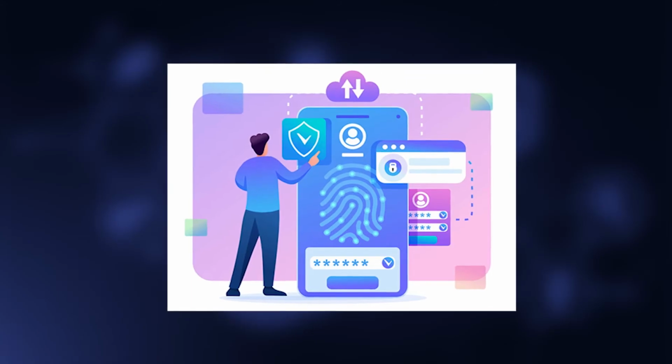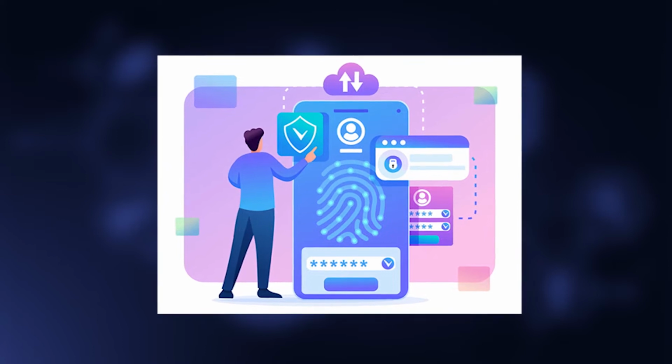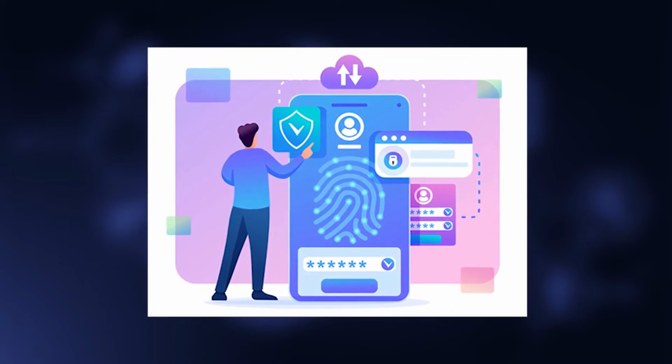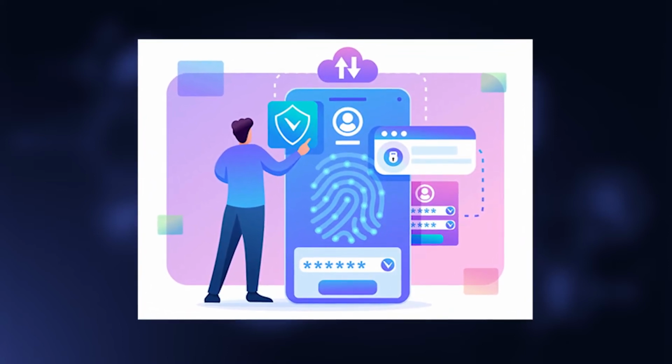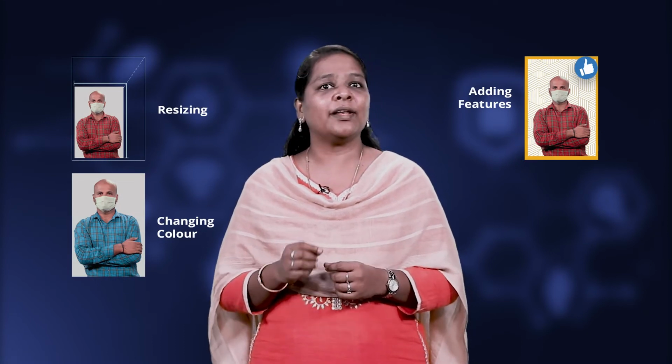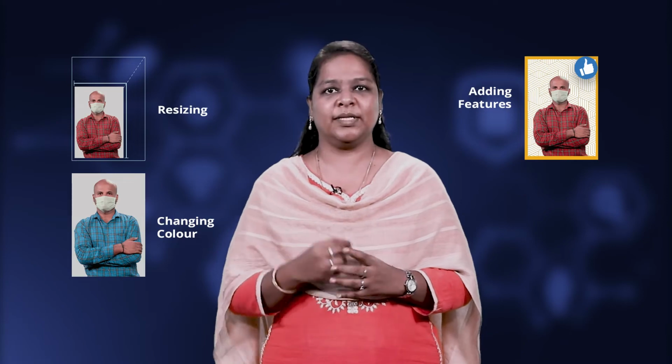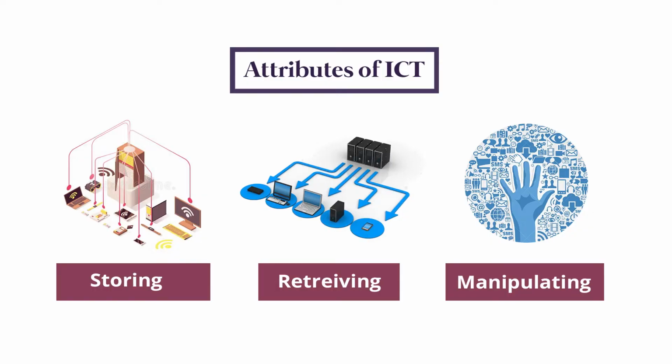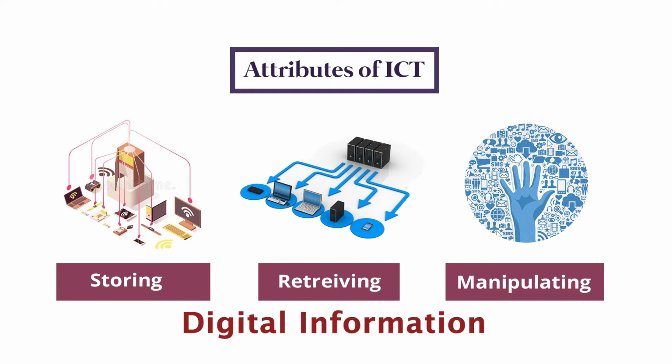The created digital information gets stored in our mobile. The stored information can be retrieved from our mobile at any time, anywhere, whenever we require. The information that is stored can also be manipulated, like resizing, changing color, or even adding some features to it. So, the other attributes of ICT are storing, retrieving, and manipulating digital information.